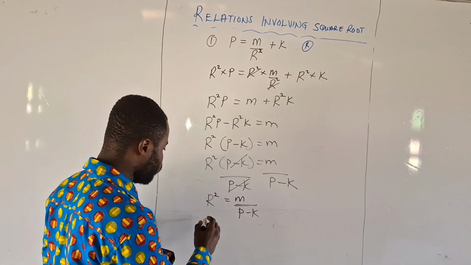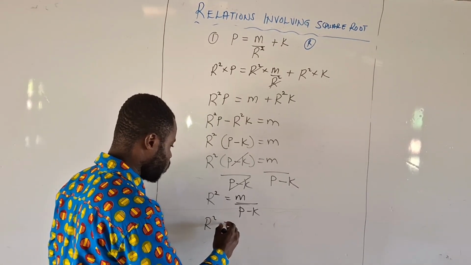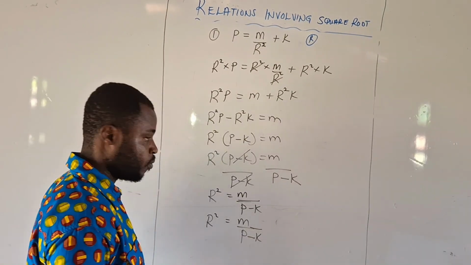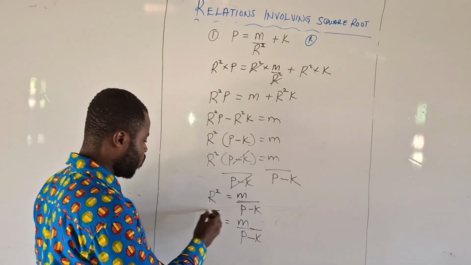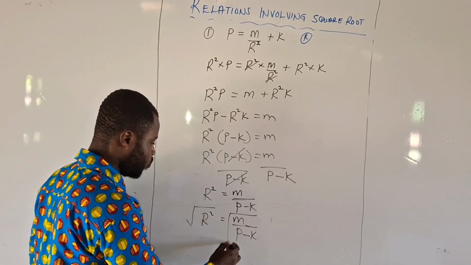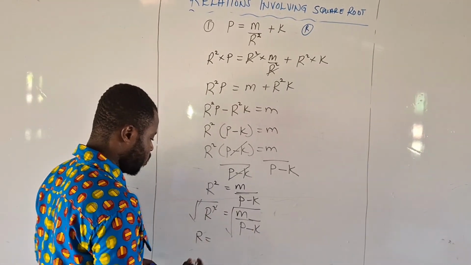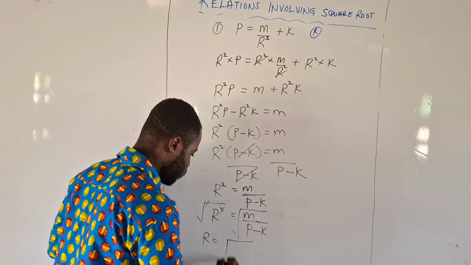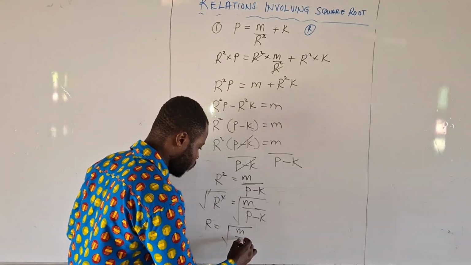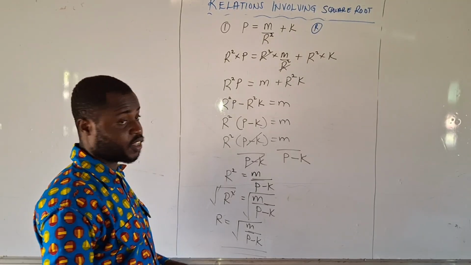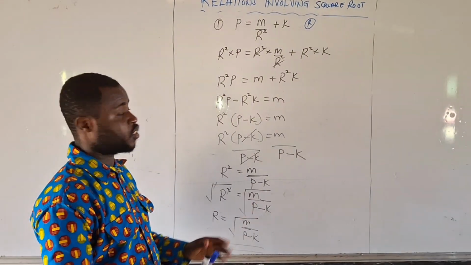So what we have to do is make sure we eliminate the square. And what do we use to eliminate a square? We use the square root. So we square root both sides. So this square will cancel this square root. Now we have R is equal to the square root of M over P minus K. So this is how we make R the subject in this expression as well.